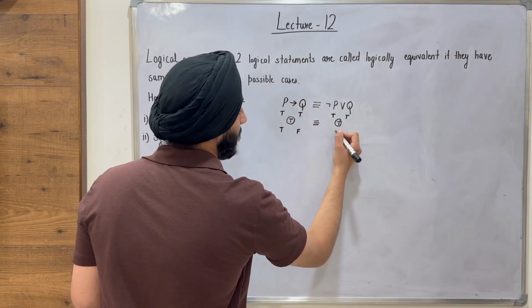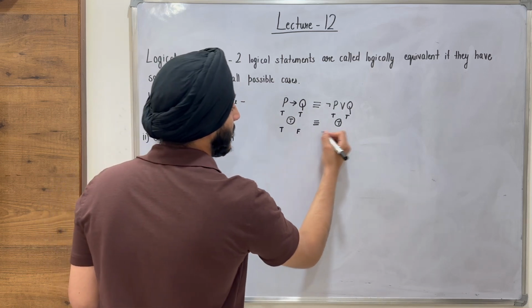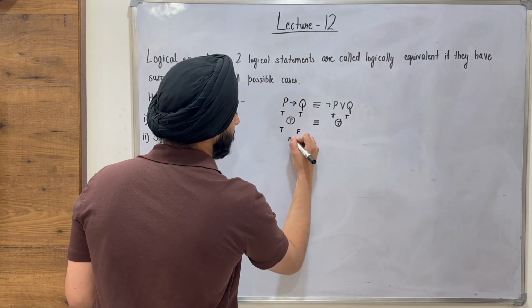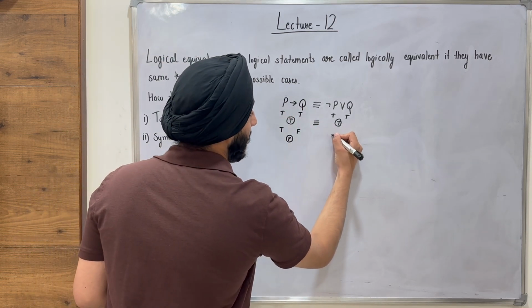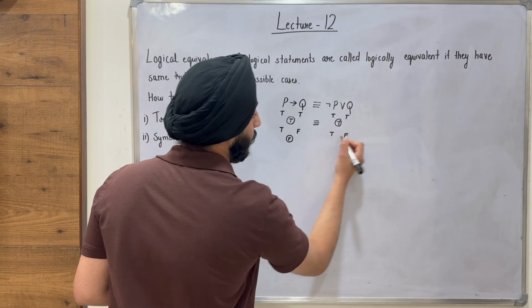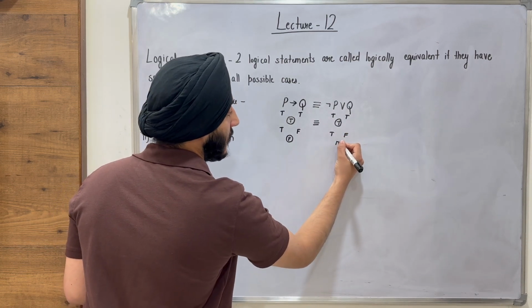Now, if I take the case where P is true and Q is false, right? Same thing happens. If P is true and Q is false, I get false in this case, right? If you remember from the table of conditional statements, and in this case as well, I get false or false, which results in a false again.